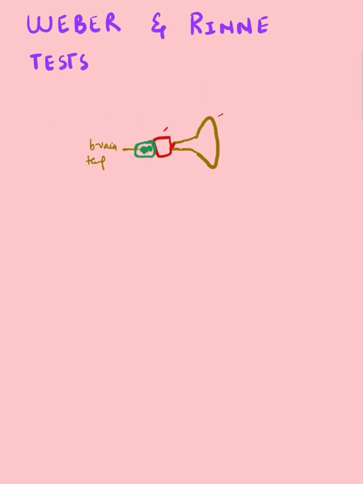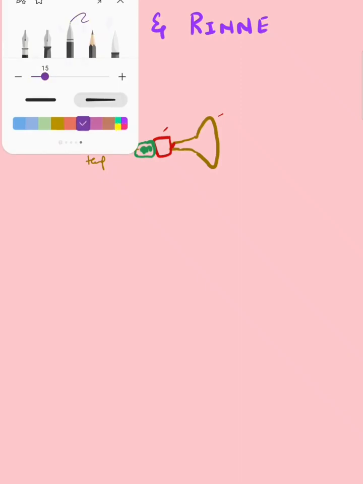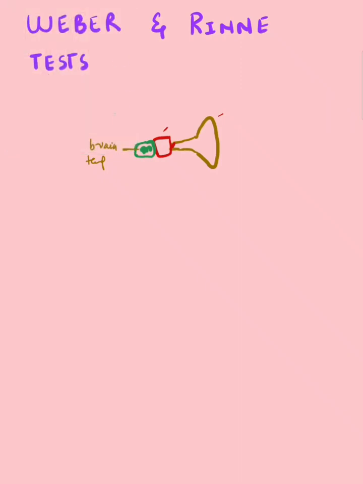So there are two types of hearing loss. The first is the conductive hearing loss, and the second is the sensorineural hearing loss. First, let's talk about the conductive hearing loss.